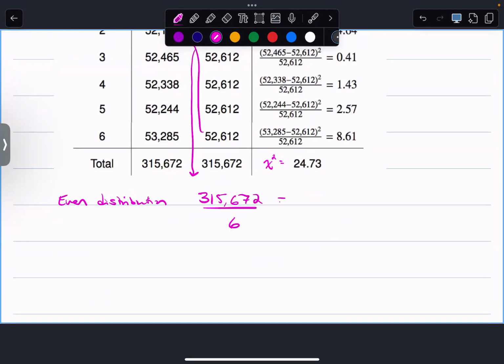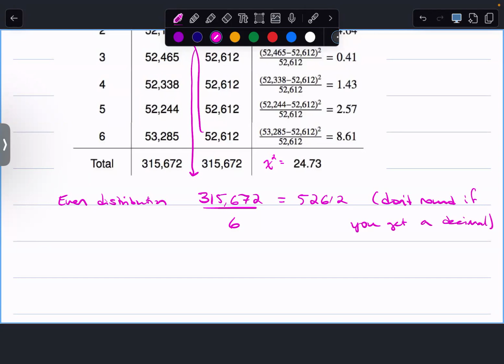315,672 divided by 6, which if they did any rounding, I actually don't want you to round, but I think it's because it's a lot of numbers. 315,672 divided by 6. Oh, phew. It is an even number. That was really nice of them. But don't round. Don't round if you get a decimal. You keep it as the decimal because it's just the expected count.